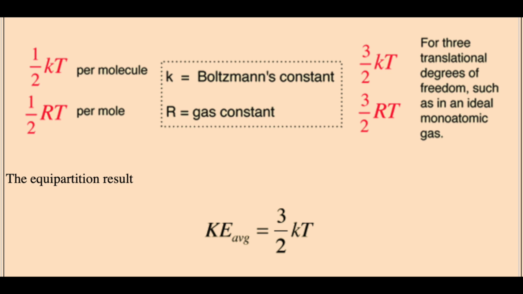The theorem of equipartition of energy states that molecules in thermal equilibrium have the same average energy associated with each independent degree of freedom of their motion, and that the energy is half kT per molecule and half RT per mole, where k equals Boltzmann's constant and R is the gas constant. The result of equipartition of energy is 3/2 kT.